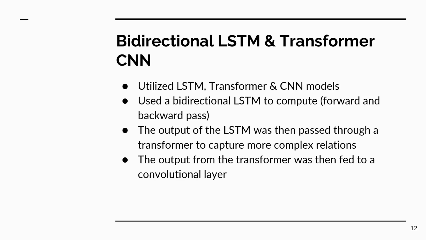For the next one, we looked into a bidirectional LSTM and transformer CNN. Here they utilize LSTM, transformer, and CNN models. They use a bidirectional LSTM because they needed to compute the forward and backward pass, and the output of this LSTM is then passed through the transformer to capture more complex relations. Lastly, the output of the transformer itself is fed into a convolutional layer to extract more relations.